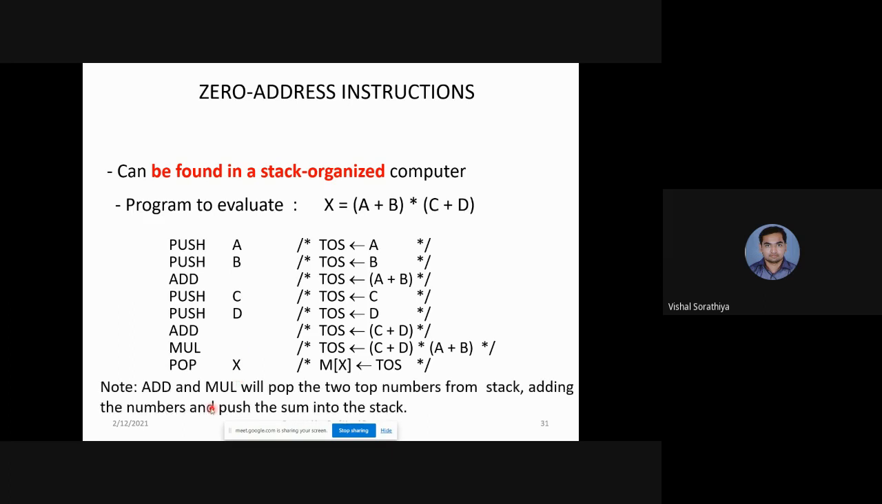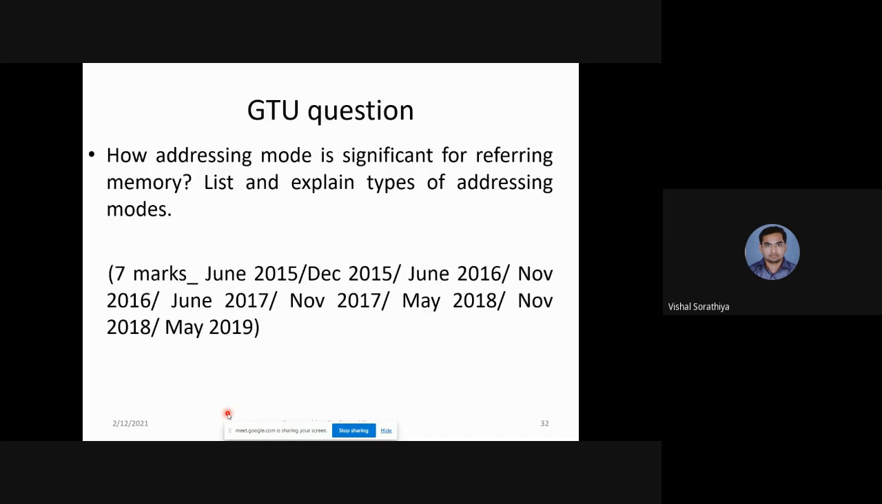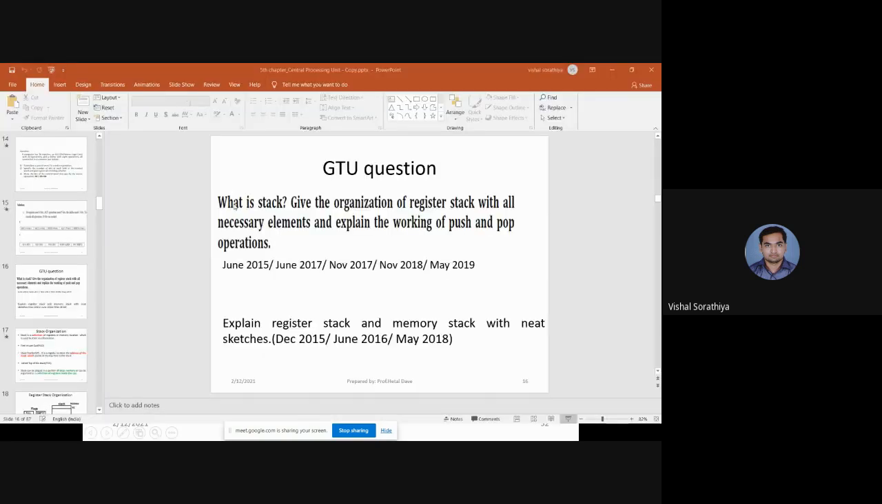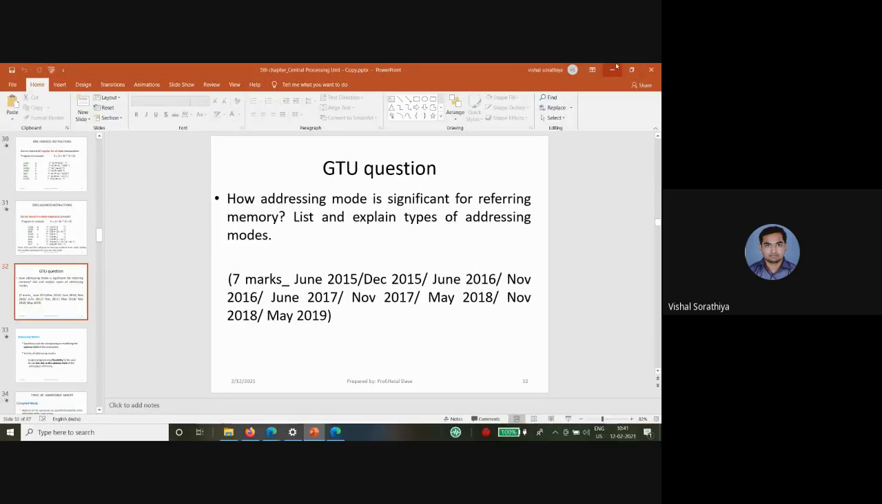Okay, so note that add and mul will pop the two top numbers from the stack, add the numbers and push the sum back. That's what I have told you. Add and mul will take the pop of the previous two instructions. जो भी दो पहले की instruction थी उसके साथ वो operation करेगा. So likewise, that kind of algorithm or that kind of control unit you need to design. Okay, so up to this particular point we are going to hold.